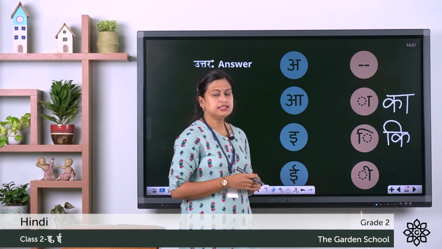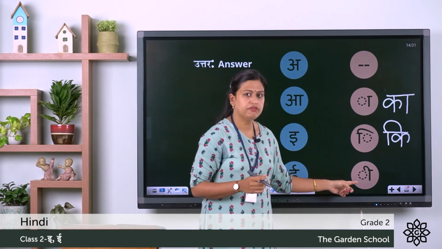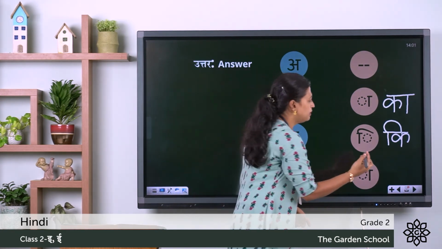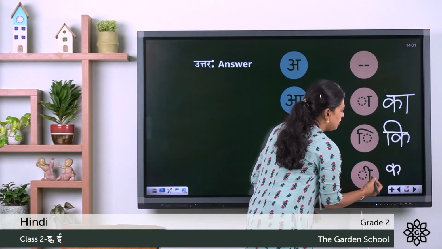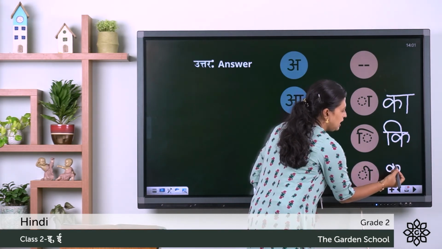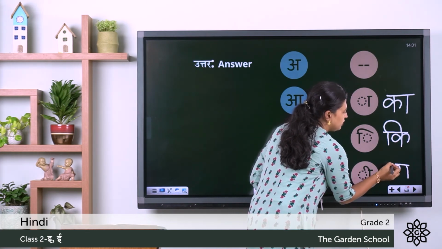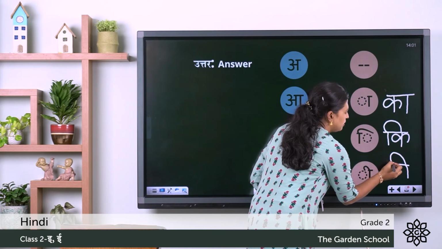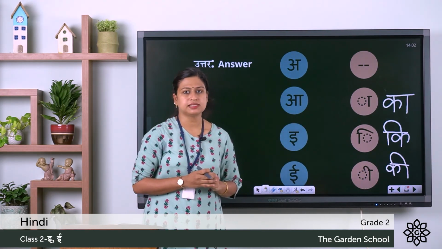Now the fourth one is Ee. It has a longer sound and this is the symbol for Ee. For example, Ka plus E ki matra. So here we need to write this E symbol after the letter Ka. Standing line, sleeping line, and on the top a roof. These are the Swarakshar with its symbols.